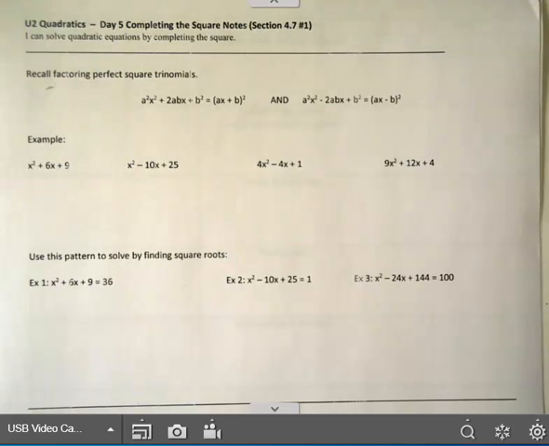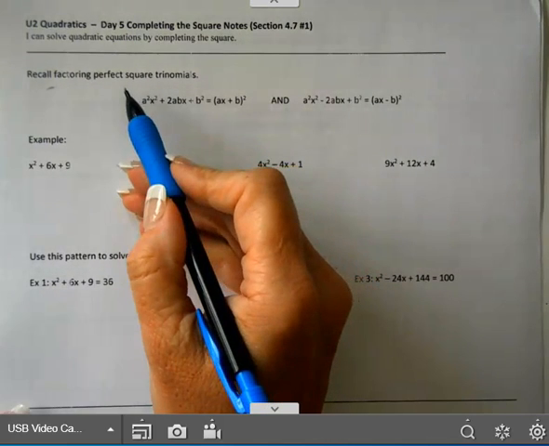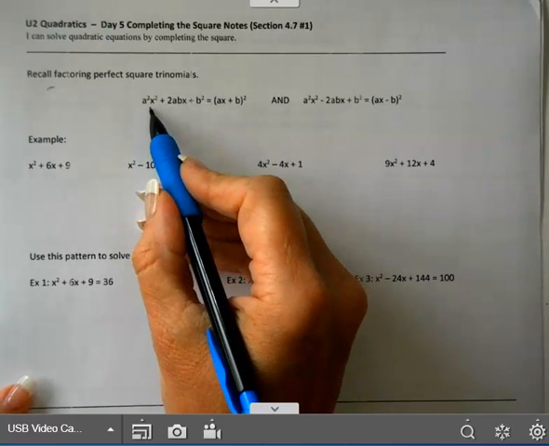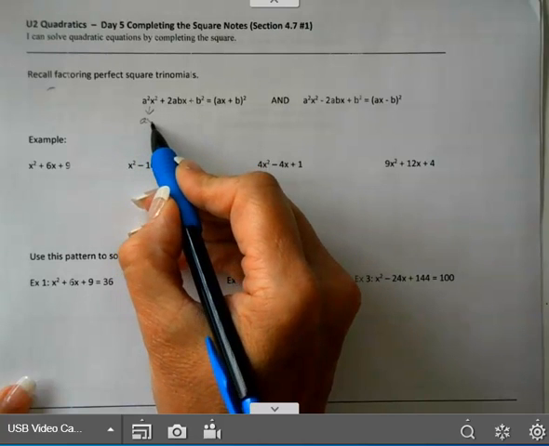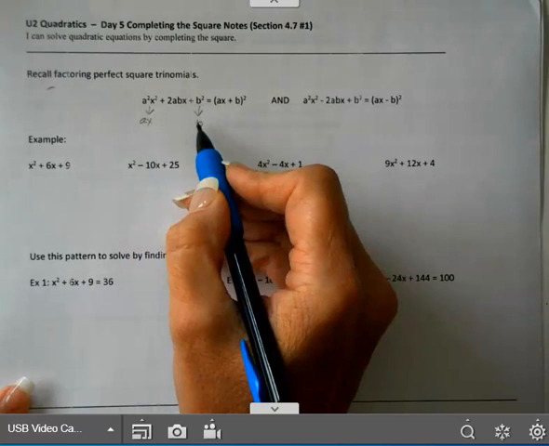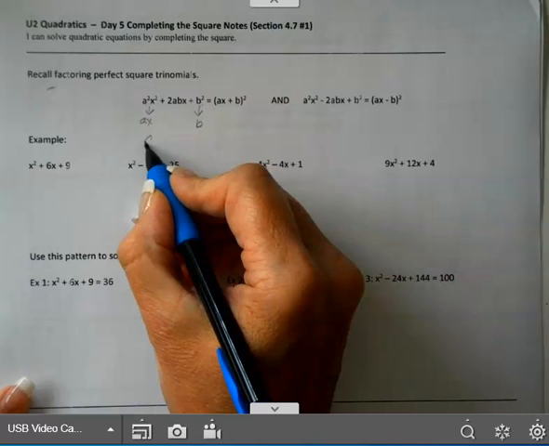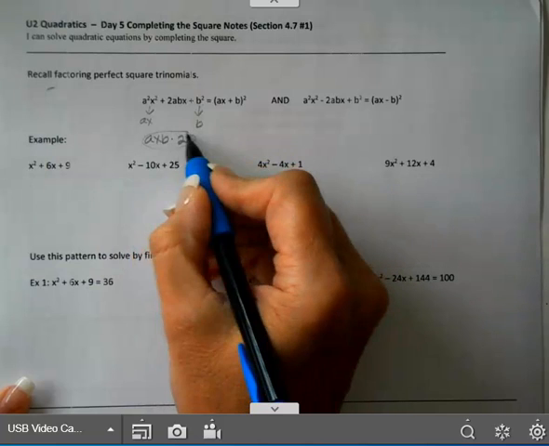So far in this unit, we have solved quadratics by square roots and by factoring. We're going to do a third method of solving a quadratic, which is called completing the square. Recall perfect square trinomials are in the pattern square, double square. So if I take the square root of this, I could get ax. If I take the square root of this, I would get b. And if I take ax times b and I multiply that by 2, I will get that middle term.